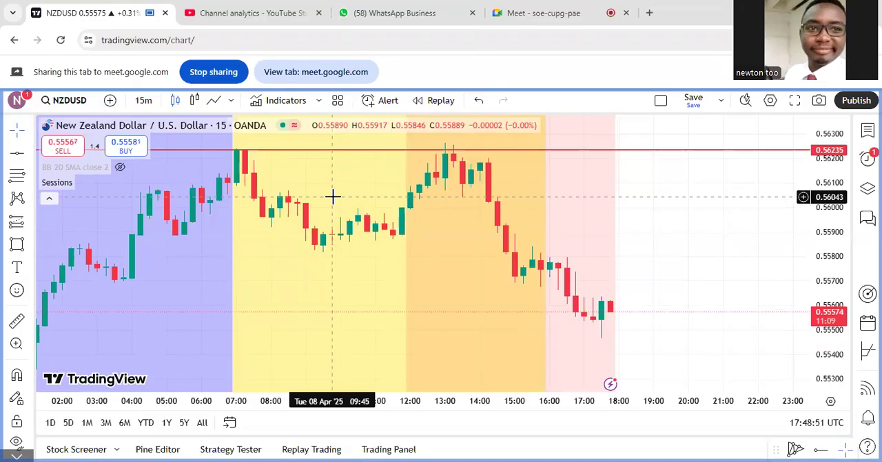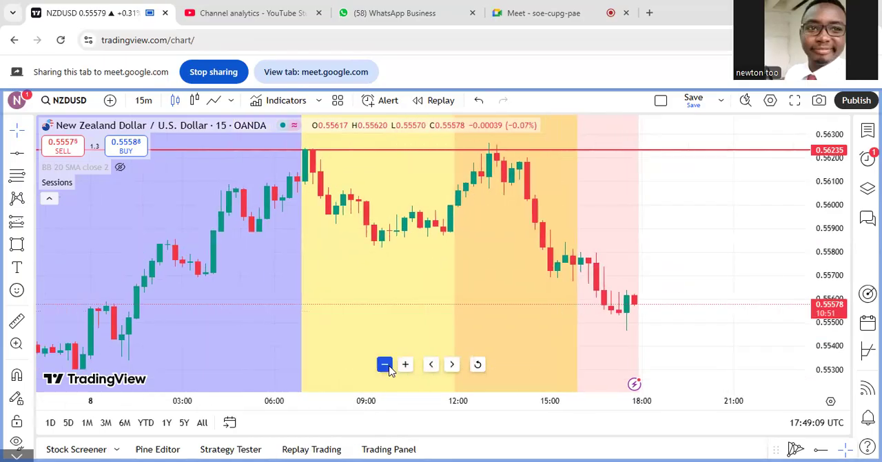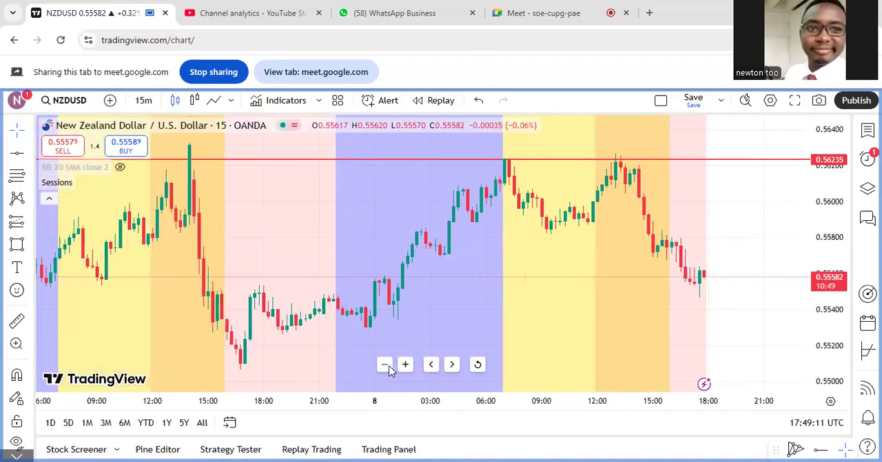So if you really want to do it like a business, you need to have a plan on how you're going to face the market on the London market or the New York market. This means you have a plan. When the market opens, you're going to do A, B, C, D, period.